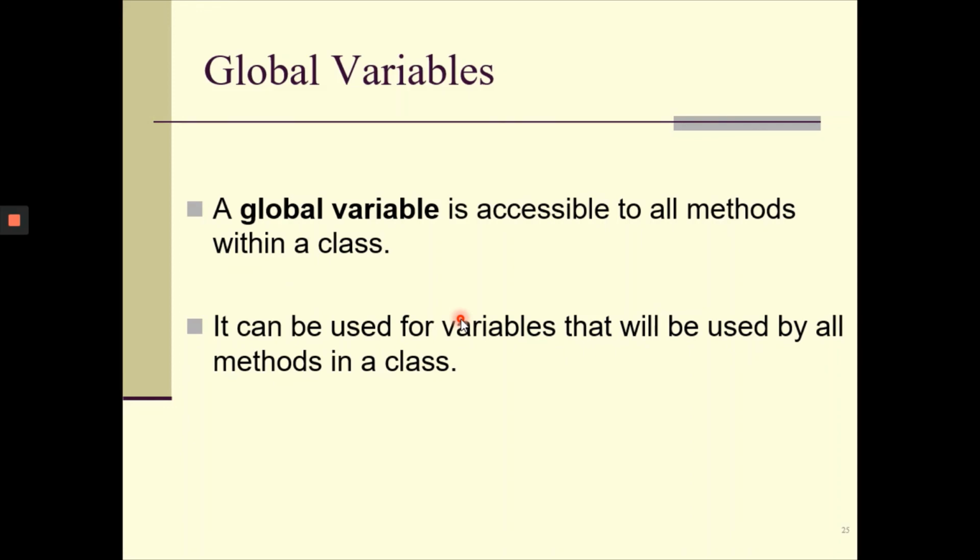Okay, next is about global variables. As I explained just now, we have local variables. A local variable is a variable that we declare inside a method, and it is only accessible within that method. Besides that, we also have another kind of variable which we call a global variable. A global variable is accessible to all methods within the class. Unlike a local variable, which is only accessible within the method, if you declare a variable as global, all of the methods that you have in the class can access the variable.